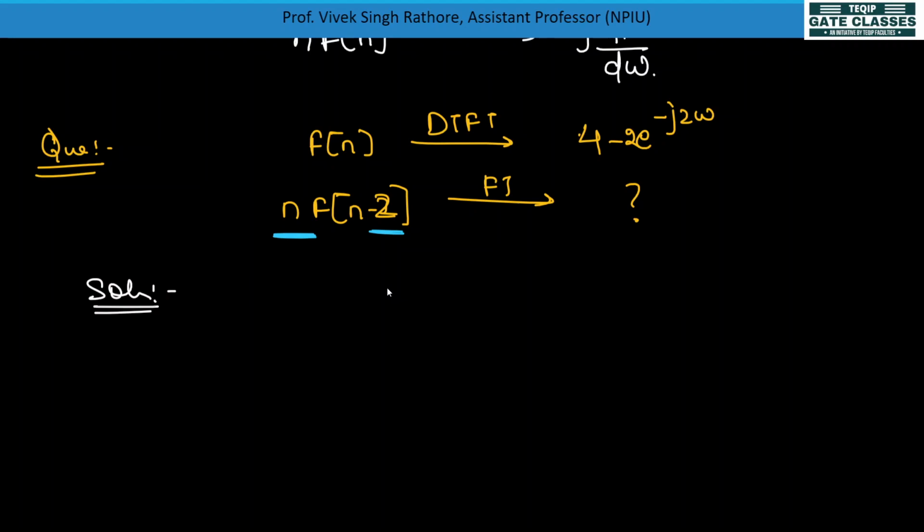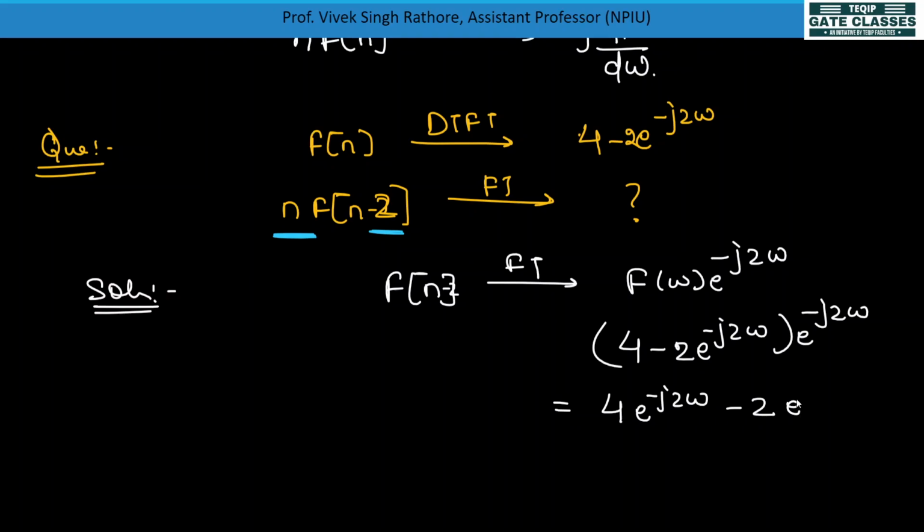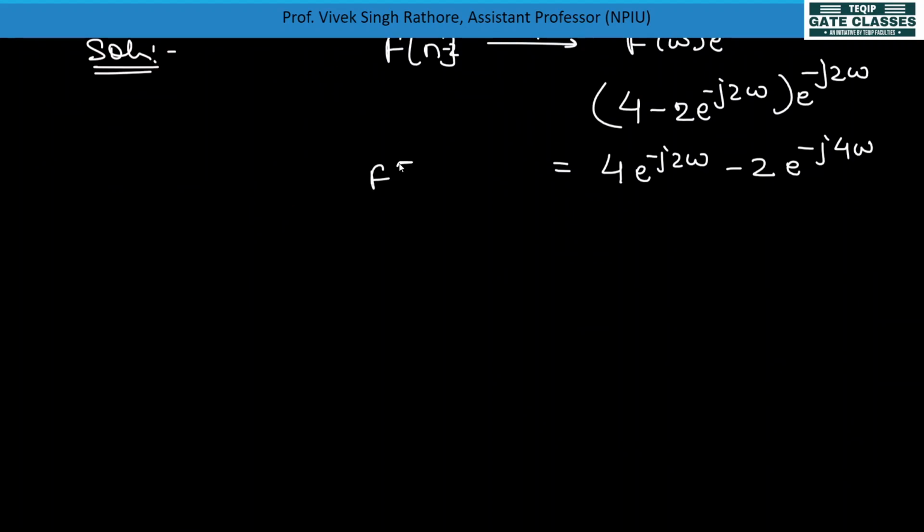See, the Fourier transform of f of n minus 2 will be F of omega into e to the power minus j 2 omega. You know F of omega, so you can put 4 minus 2 e to the power minus j 2 omega into e to the power minus j 2 omega. You can write it as 4 e to the power minus j 2 omega minus 2 e to the power minus j 4 omega. This is the Fourier transform for f of n minus 2.